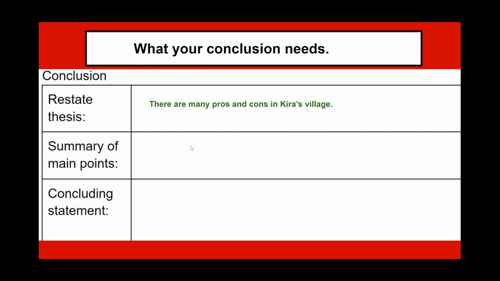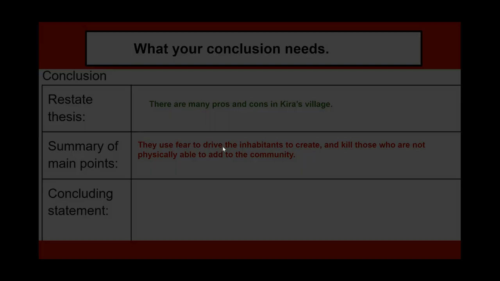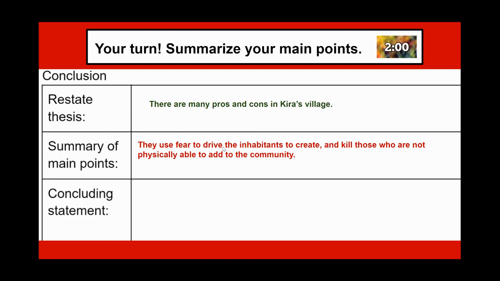Next, we are going to look at summary of the main points. This is where you're going to go more in depth about what pros and cons you talked about in your thesis. And I said they use fear to drive the inhabitants to create, and they kill those who are not physically able to add to the community. This was the pro, this was the con. I summarized my main points that came from my thesis. It's now your turn to do that. Push pause and come back to the video when you are done.